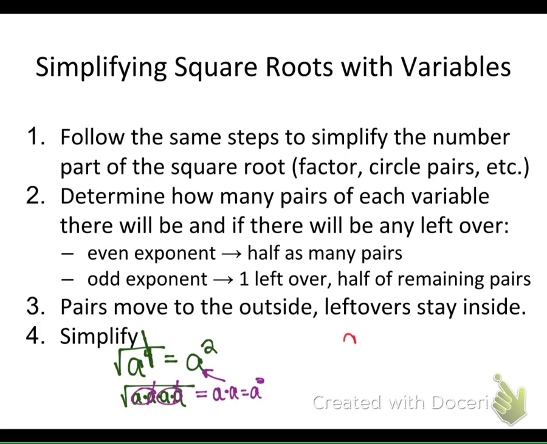So let's say that I have the square root of a to the 3rd. Now, do I have an odd exponent or an even exponent? Odd. So an odd exponent means I'm going to have one left over in the radicand, then half of the remaining pairs. So what that looks like is this. If I'm going to have one left over in the radicand, I'm going to go ahead and put that 1 in the radicand now.